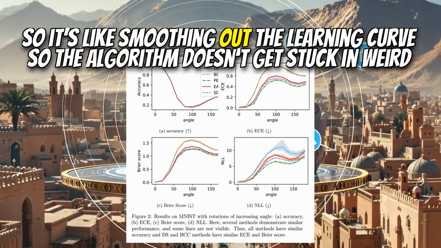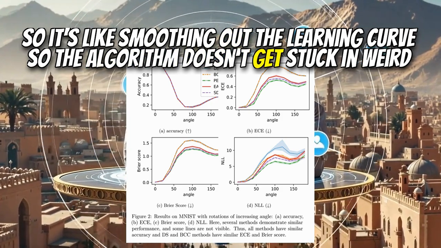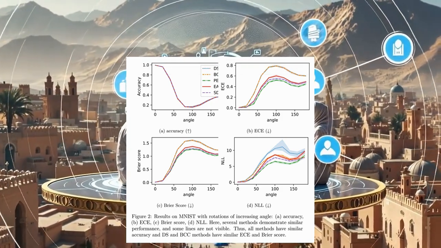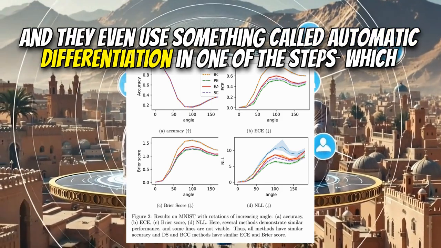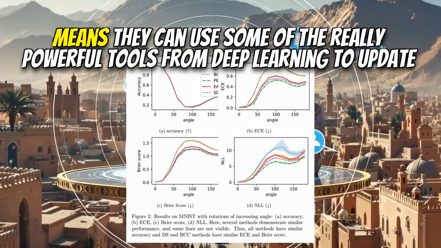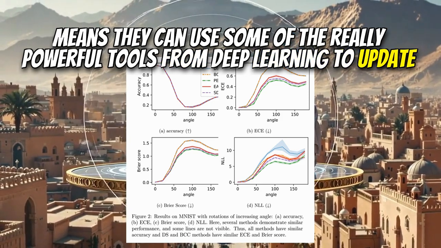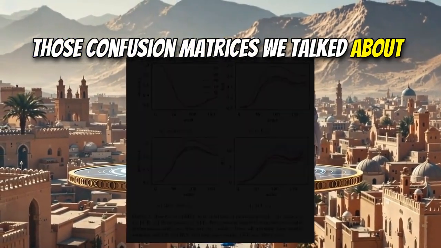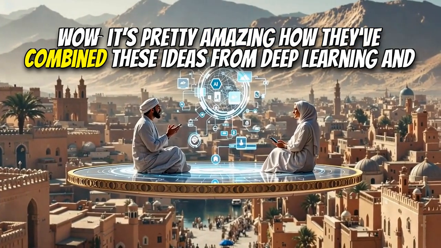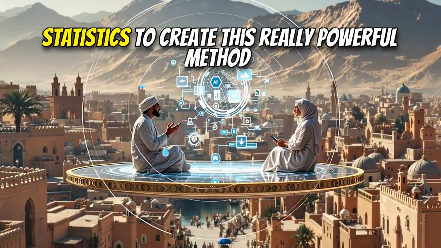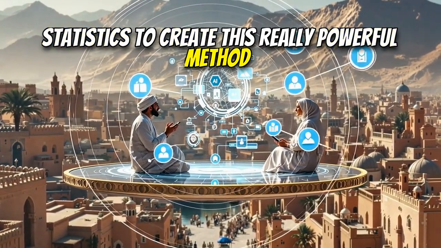So it's like smoothing out the learning curve so the algorithm doesn't get stuck in weird places. Yeah, exactly. And they even use something called automatic differentiation in one of the steps, which means they can use some of the really powerful tools from deep learning to update those confusion matrices we talked about. Wow, it's pretty amazing how they've combined these ideas from deep learning and statistics to create this really powerful method.